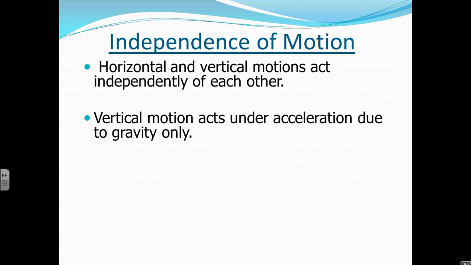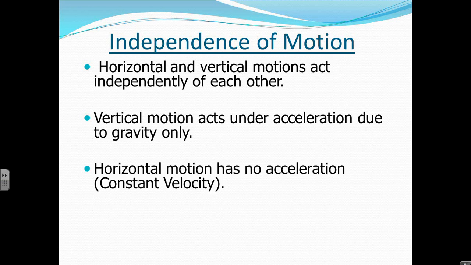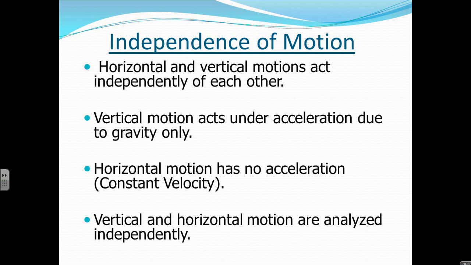Now the vertical direction acts only under acceleration due to gravity. So there's nothing else impacting the vertical direction. Contrast that with the horizontal direction. This has no acceleration. Acceleration due to gravity just acts vertically. So our horizontal motion will be a constant velocity type motion. Vertically we're moving under the acceleration due to gravity. This is like a free fall problem. Horizontally we're moving with a constant velocity. And we take these two directions, vertical and horizontal, and analyze them independently.